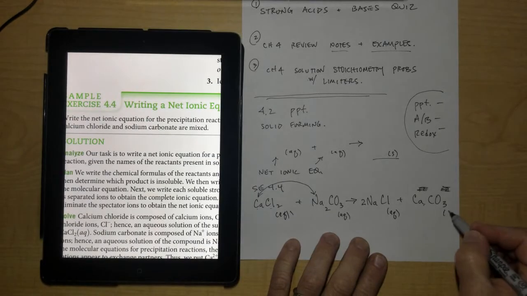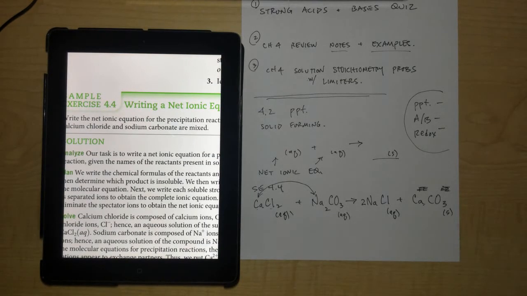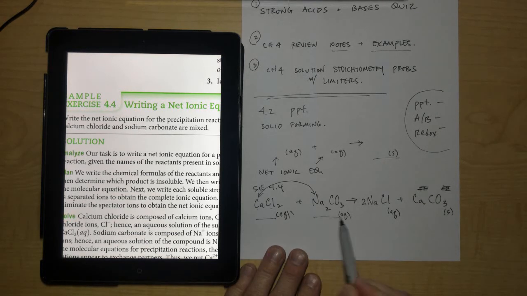So this is going to be a solid precipitate. So that's my solid that forms. That's step number 1, just deciding what happens, writing the balanced skeleton equation. Step number 2 now, we have to go through and decide whether to split them up.